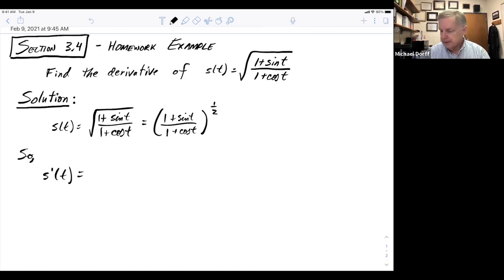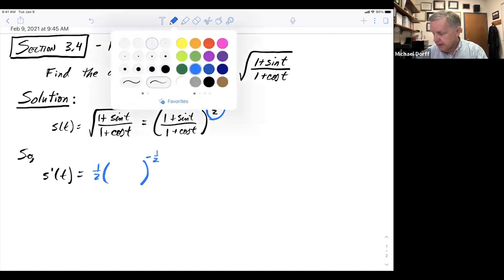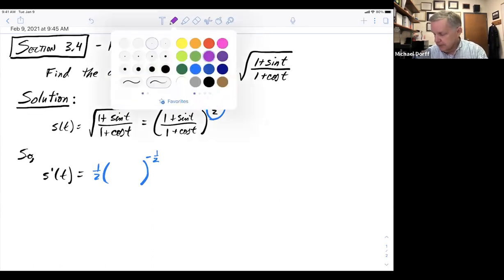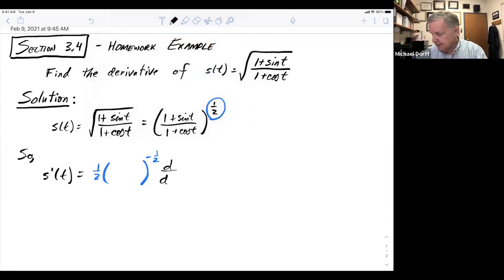The power rule says that I'm going to look at my exponent. I'm going to bring that exponent out front, so that goes in front of the parentheses. And now I need to reduce the exponent by 1. So 1/2 minus 1 would give me a negative 1/2 power. And then I'm going to do the chain rule. The chain rule says I need to do d dt of what's inside the parentheses.